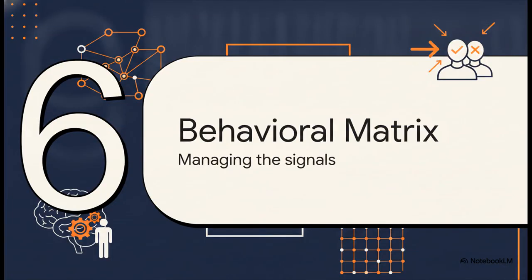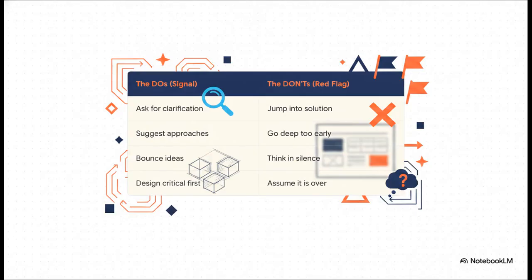And finally, Section 6, the architect's behavioral matrix. This is all about managing those vital signals. Your specific human behaviors in that room will either give them the collaborative signals they desperately want, or they will raise massive red flags that ruin your chances. Generating a positive signal means asking for clarification, bouncing ideas around, and suggesting multiple approaches before committing. Generating red flags, that means jumping straight to a solution, thinking in prolonged dead silence, or assuming the interview is over just because you finished drawing a few boxes.